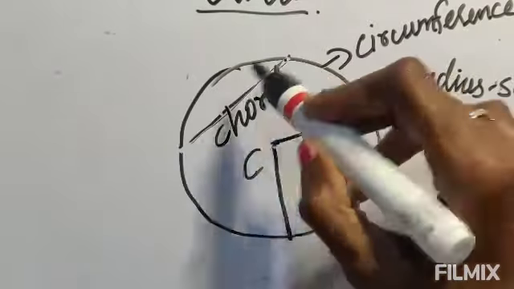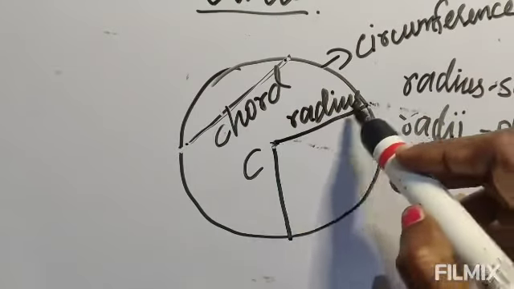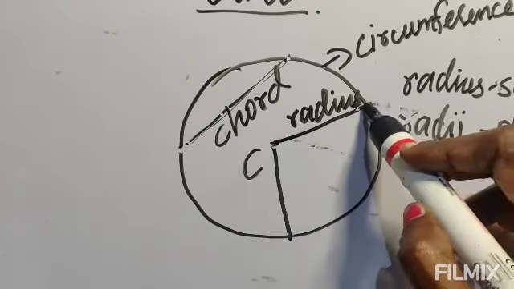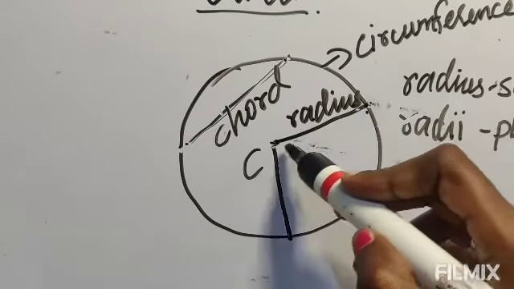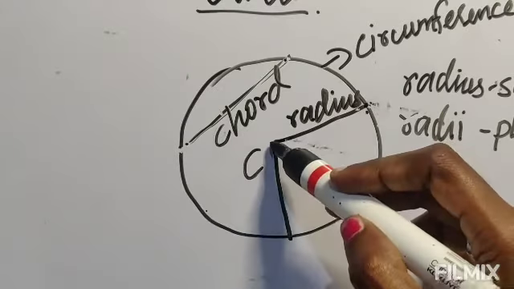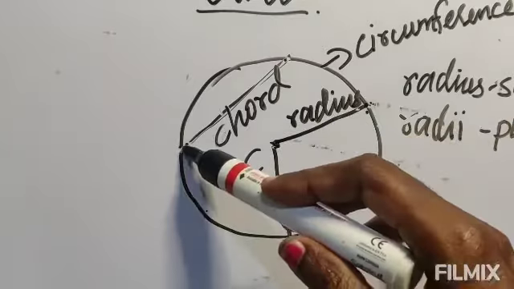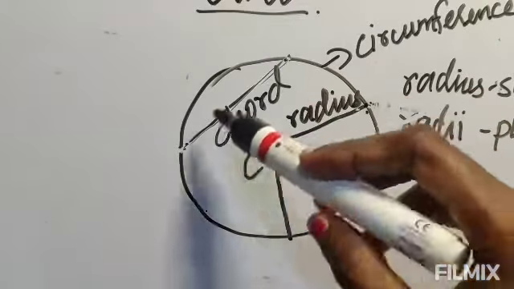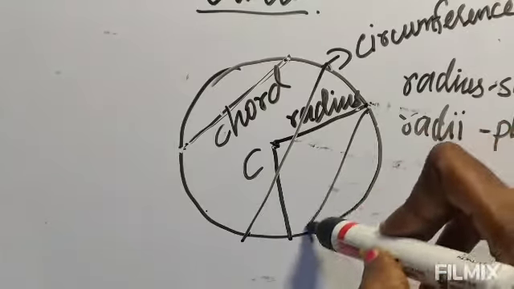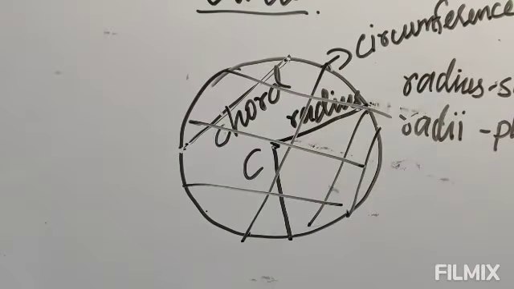Any 2 points, it has to join any 2 points on the circle. Now this radius also has 2 points, but it is not a chord, because only one point is on the circle. The other point is at the center, not on the circle, it is inside. So radius is not a chord. Only this is the chord. The points can be anywhere from here to here, that is the chord.